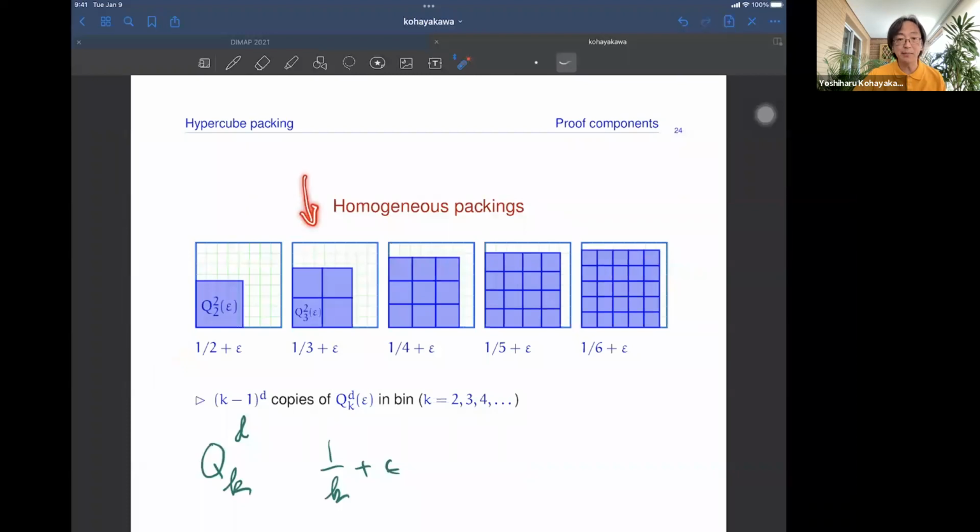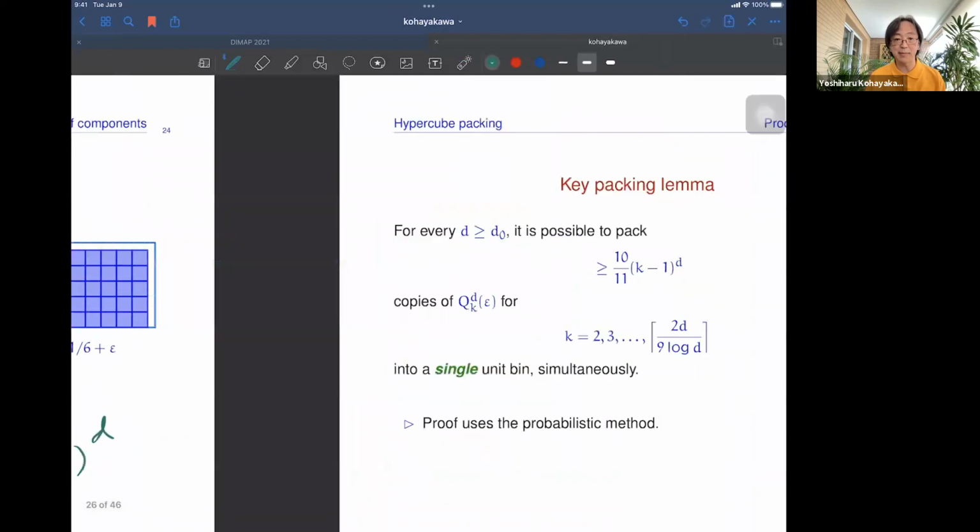Something similar happens here. Q3 has side length 1/3 plus a little bit, so you can only fit 4 of them in 2 dimensions. And you see the same thing everywhere. Anyway, I'm interested in these packings of cubes of this form into a unit bin. And let's remember that in any case, I can fit at most this many of them, k minus 1 to the d. Okay, so these are homogeneous packings.